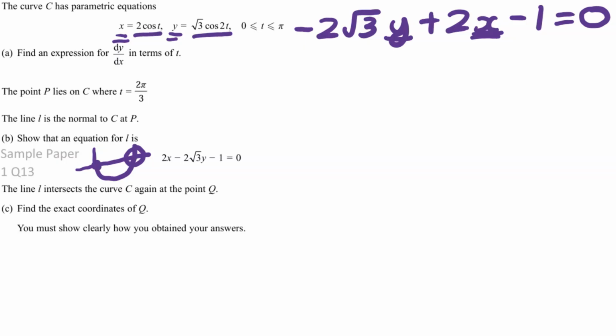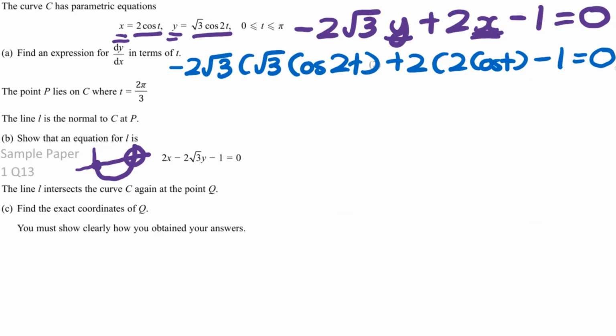So the equation is going to become this. It's minus 2 root 3, but instead of y it's now this root 3 cos of 2t, plus 2, and then instead of x it's now this 2 cos t, minus 1 is equal to 0. And what we're going to do is rearrange in order to find the value of t, and this value of t is going to be the value of t for this point Q, and then we can use that in order to find the coordinates of Q, okay? So we need to rearrange this in order to find the value of t. So firstly, we have this minus 2 root 3 multiplied by root 3.